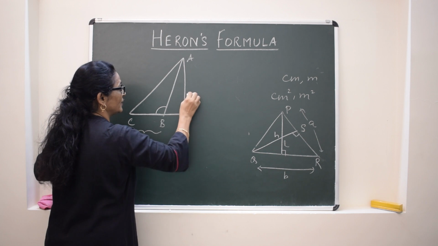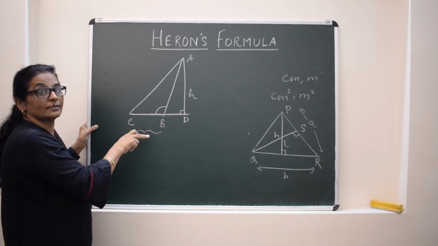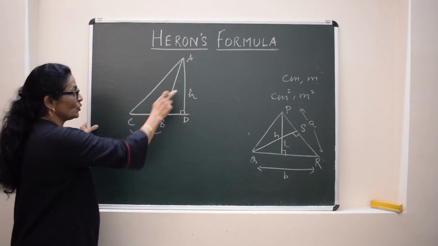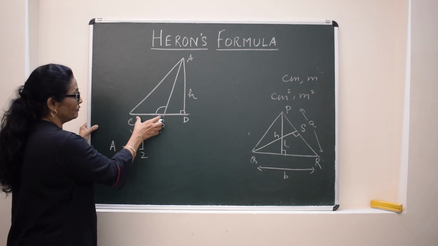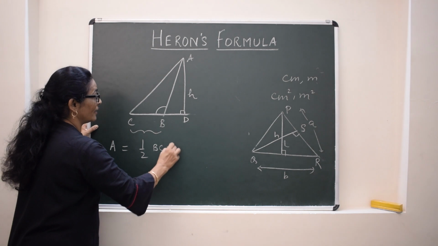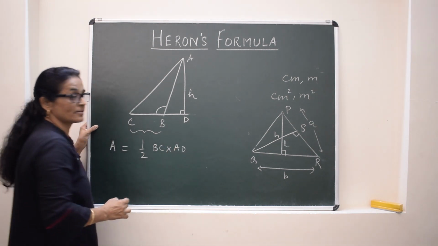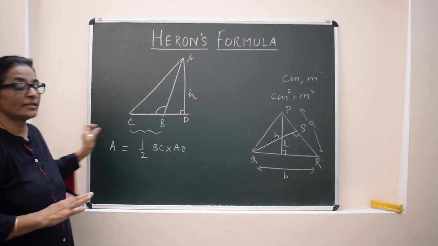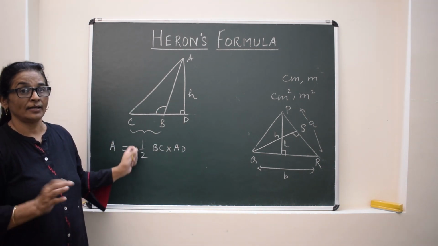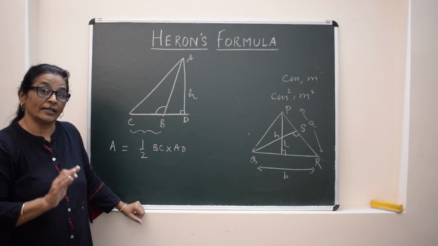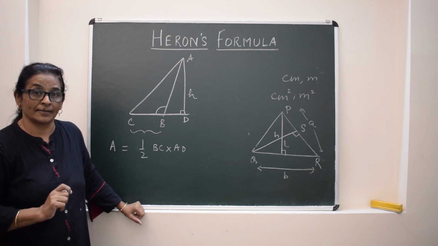AD is the perpendicular on the produced base CB. So in this case, the area will be half, BC is the base and AD or h is the height. So in all three cases we have discussed: acute angle triangle, right angle triangle, obtuse angle triangle, and we have seen how to find the area by taking half base into height.